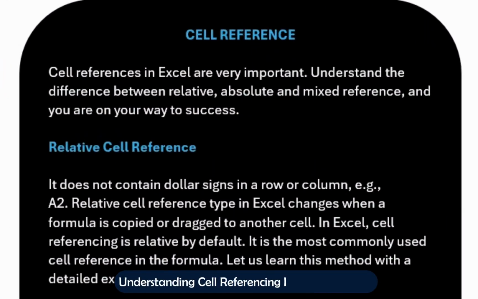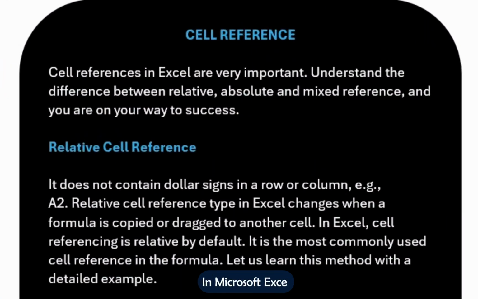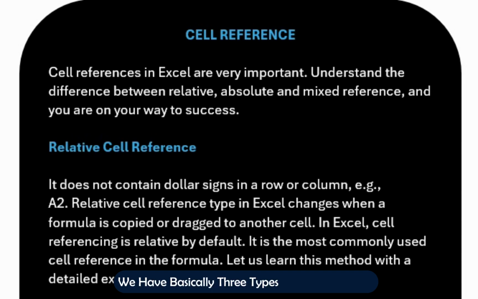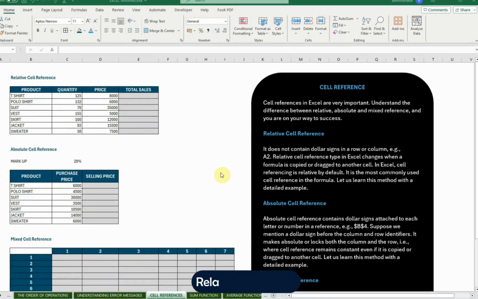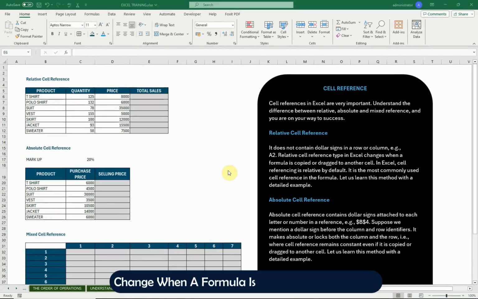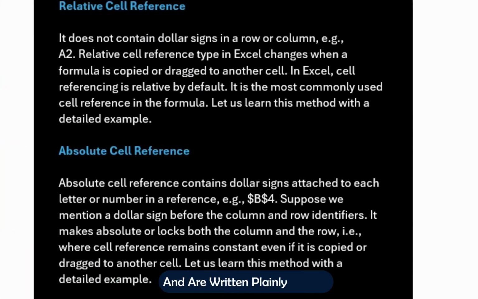Understanding cell referencing is very important in Microsoft Excel. We have basically three types of cell references, which include the relative cell references. Relative references change when a formula is copied to another cell. By default, cell references in Excel are relative and are written plainly like B2.